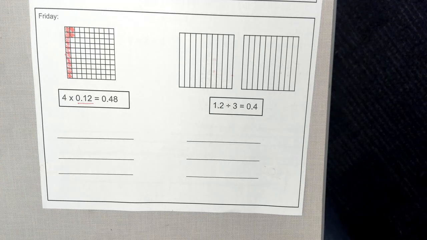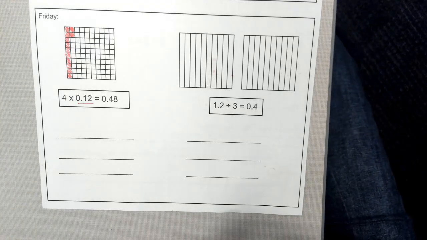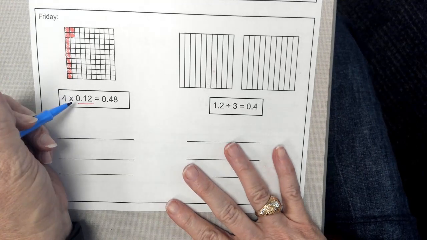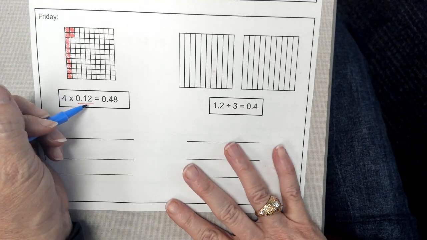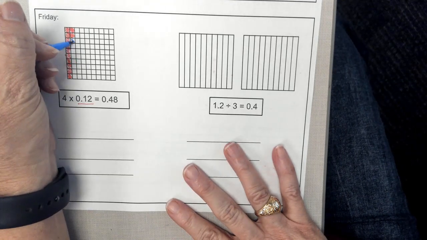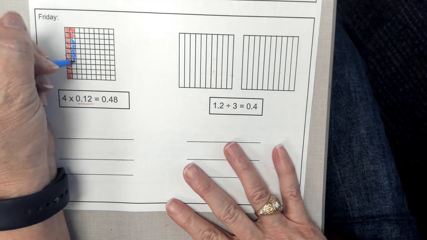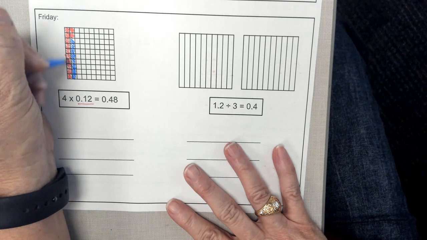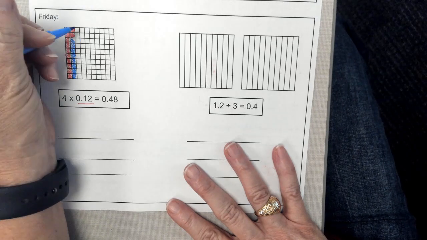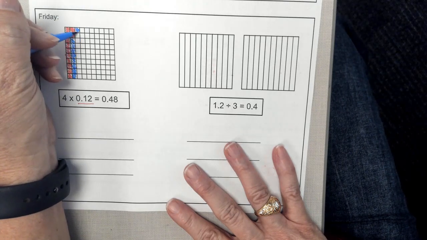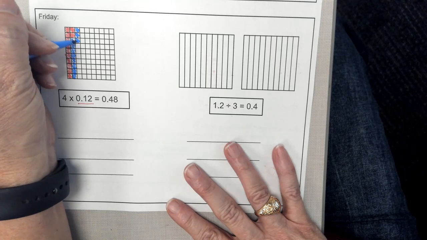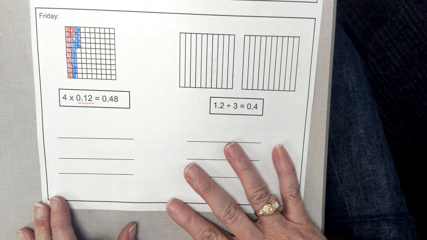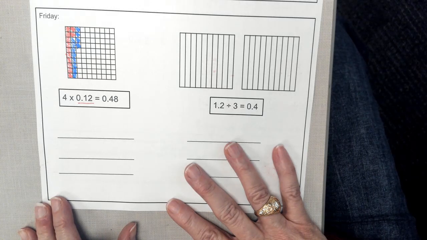The next thing I would want to do is change colors so I can see that I have a different group that's being started, and I'm going to shade in 12 hundredths again. So the rest of this row would be made of 8, because 10 minus 2 is 8, so there's 8 hundredths. This would be 9, 10, 11, and 12. So there's my second group of 12 hundredths.